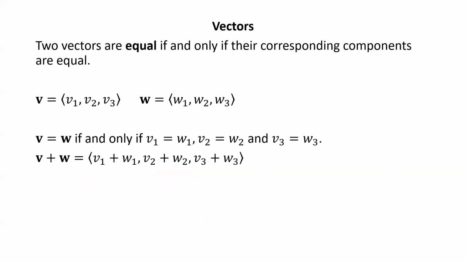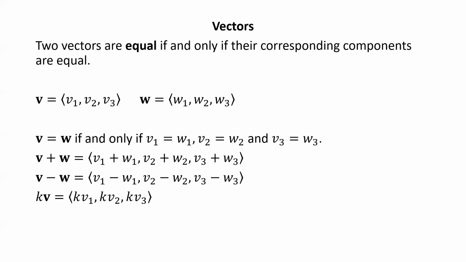We add 2 vectors in 3 space, component by component. So the first component of the sum is v1 plus w1. The second component is v2 plus w2. And the third component is v3 plus w3. And we do something completely analogous in 2 space as well, just 1 less component. Similarly, v minus w, we subtract component by component. And to do a scalar multiple of v, by the scalar k, we just multiply each component by k.